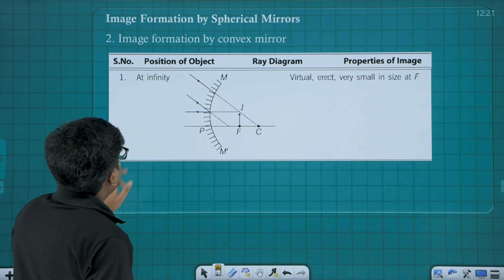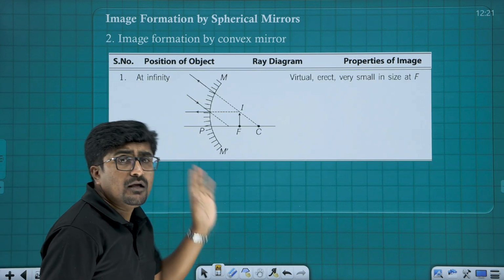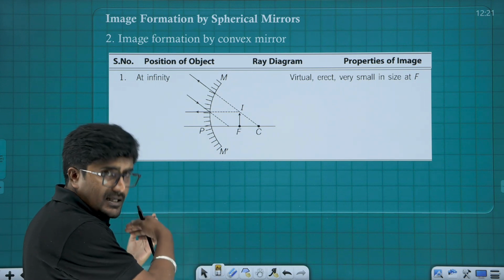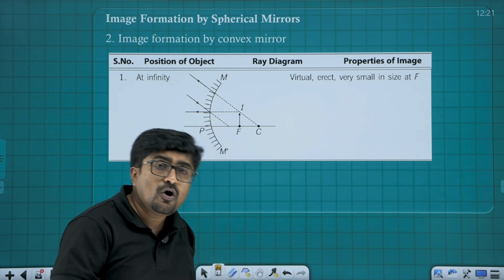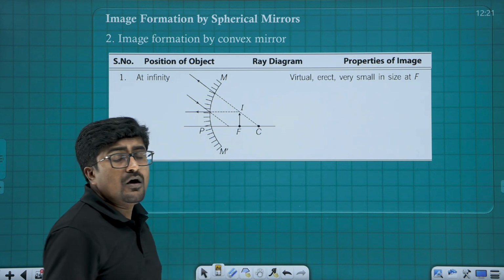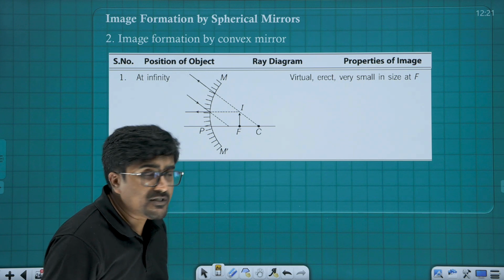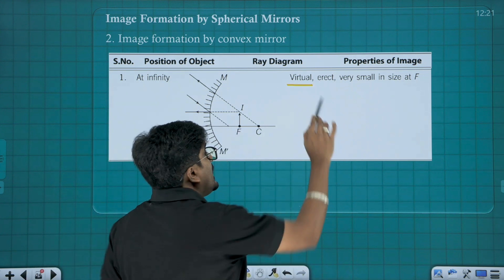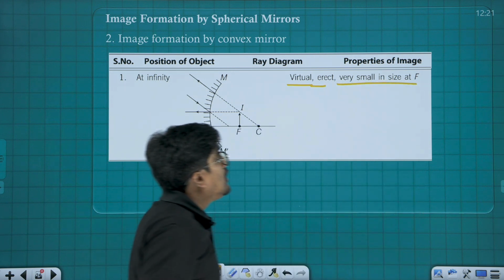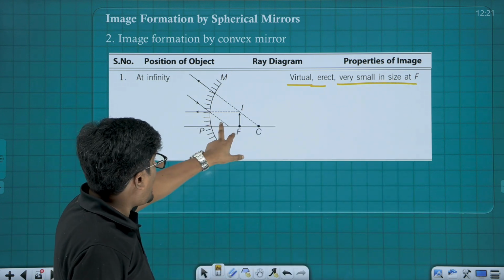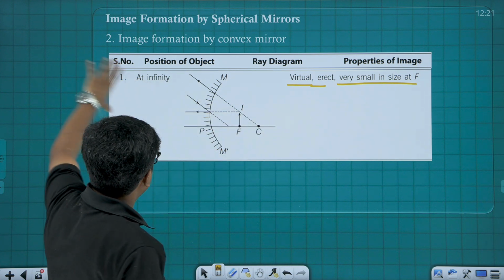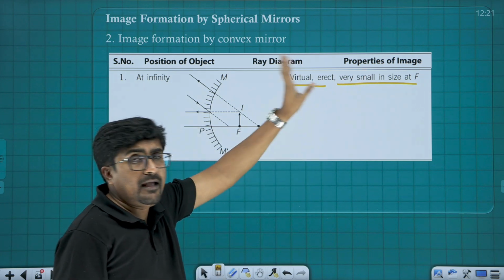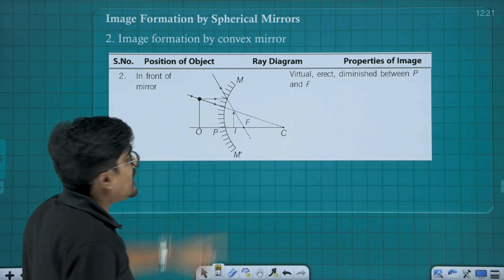Okay, and next one is the image formation by a convex mirror. Once we are having a convex mirror, all the cases that we discussed in the previous slides were for a concave mirror only. This time it is a convex mirror. So once I am having a convex mirror, the image formed by the convex mirror this time is virtual, erect, and very small in size. Okay, and it's formed at what? F, because the object is at what? Infinity. The object is at infinity, and the image is formed at what? F only.